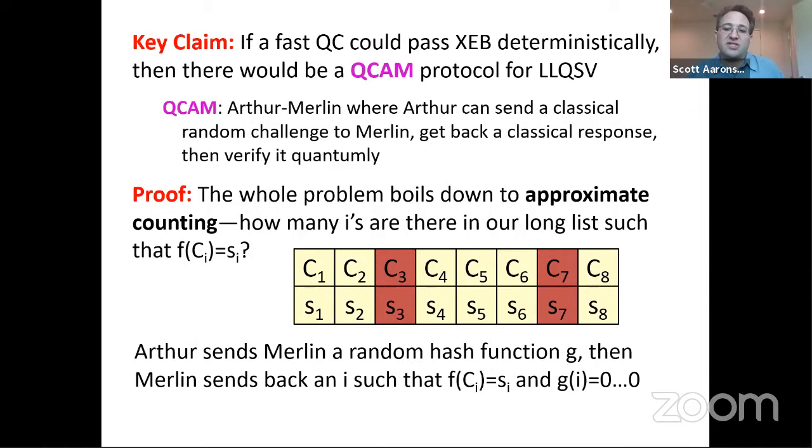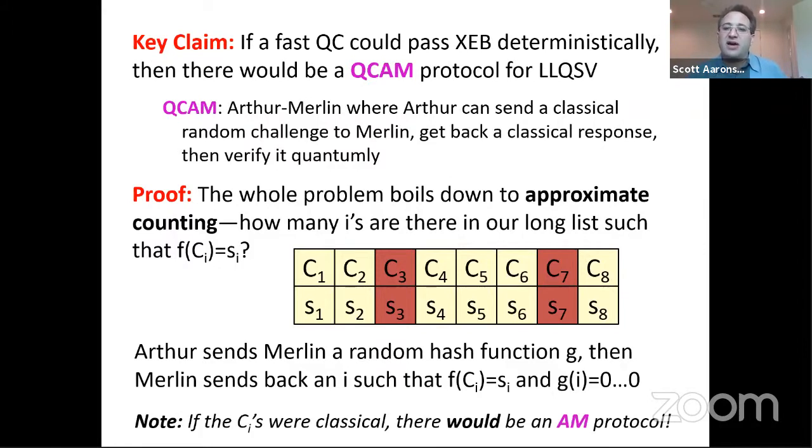So the standard approximate counting trick of Goldwasser-Sipser or Stockmeyer and so on: Arthur would just send Merlin a random hash function, g, and demand that Merlin send back an index i such that f of c sub i equals s sub i, and also i hashes to some particular value, like all 0s, under that hash function g. So you can do approximate counting to check that you're in the yes case, the case of valid sampling.